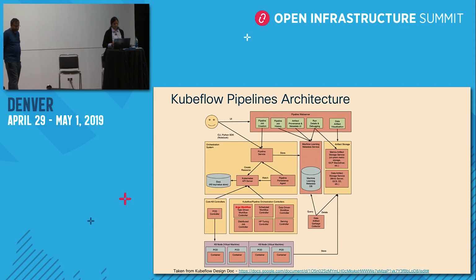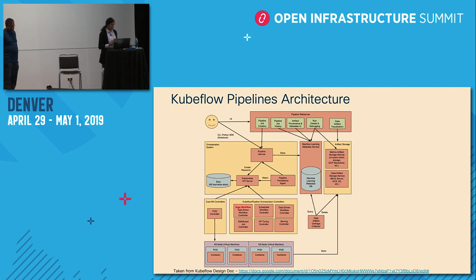KubeFlow also provides a Minio server, which allows you to store artifacts. So if you're building a model and you want to hand off that model to the next stage of your pipeline, you don't necessarily need to have shared storage. You can just use the KubeFlow pipelines and store it as an artifact that you hand over to the next stage. So there are also a lot of other components that you can see here.